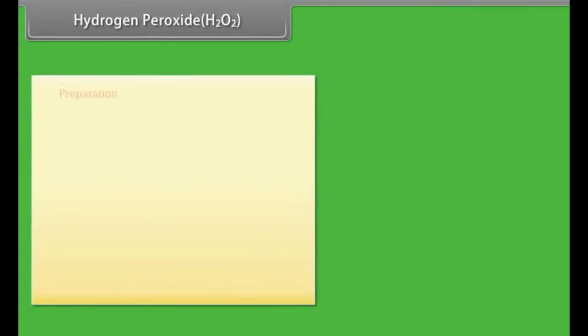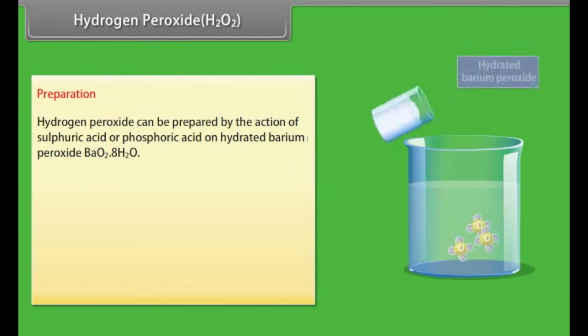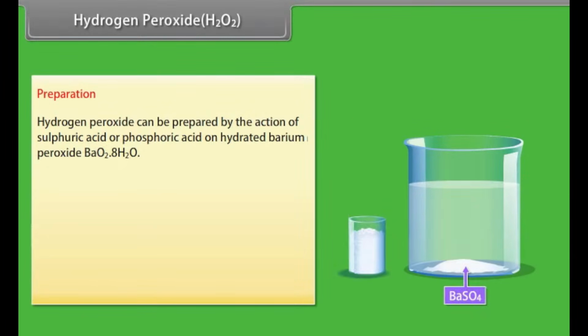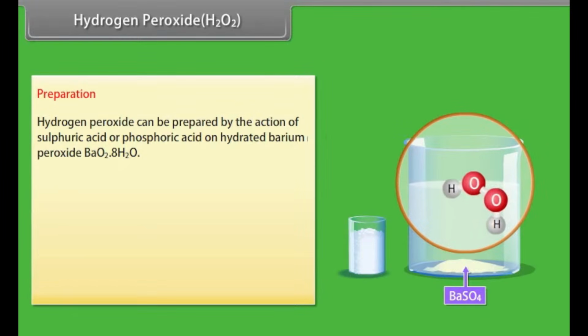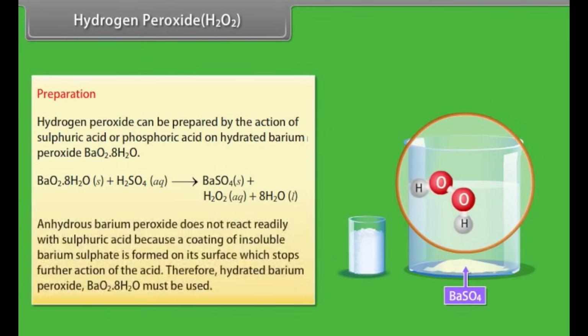Hydrogen peroxide, H2O2. Preparation. Hydrogen peroxide can be prepared by the action of sulfuric acid or phosphoric acid on hydrated barium peroxide. Anhydrous barium peroxide does not react readily with sulfuric acid because a coating of insoluble barium sulfate is formed on its surface which stops further action of the acid.